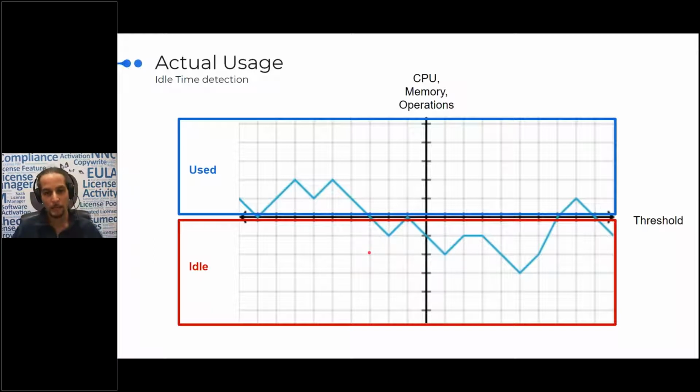Now, what does that mean? That means if a user is using an application, then it takes up CPU and memory and power, and now it's used. Let's say that someone stopped working, so the application is no longer taking CPU, no longer taking memory and operations and power, so it's now defined as being idle.